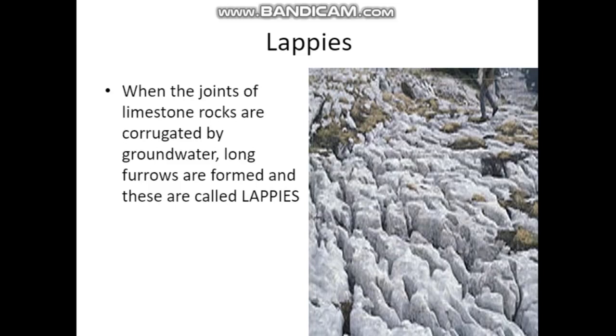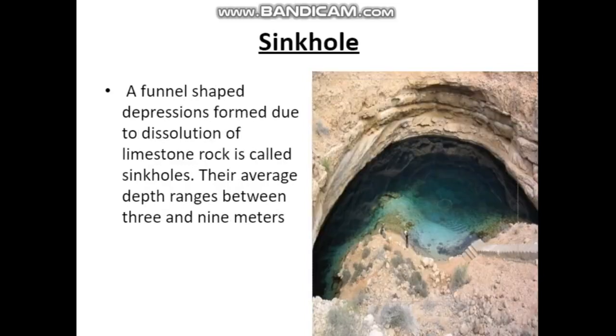Sometimes on the earth or under the ground also the water will flow. Due to that, what happens? If it is a continuous flow, there will form a furrow. Furrow means what? Like a depression. For example, a rabbit makes a furrow on the earth. Like that. When the joints of limestone rocks are corrugated by groundwater, long furrows are formed and these are called lapis.